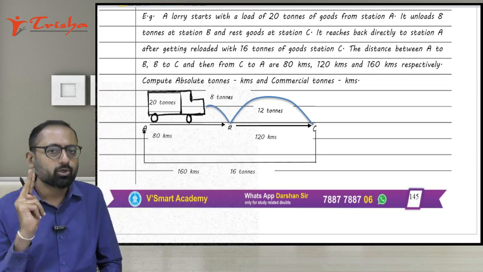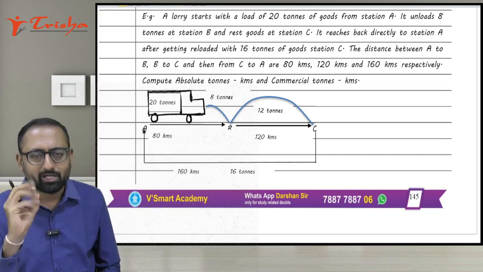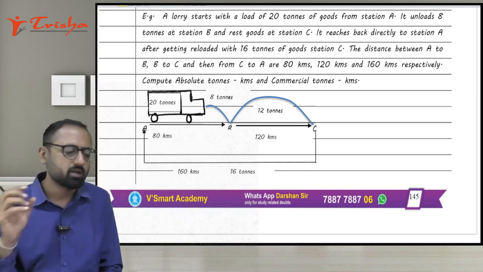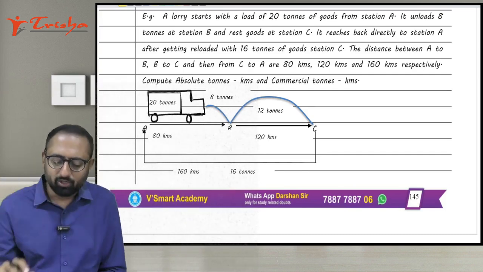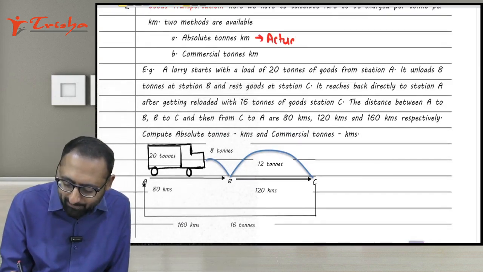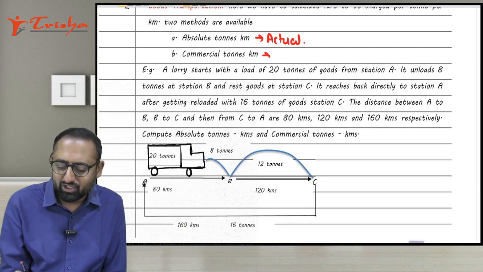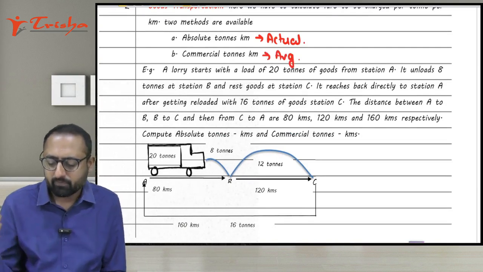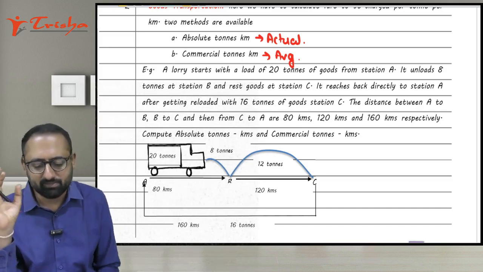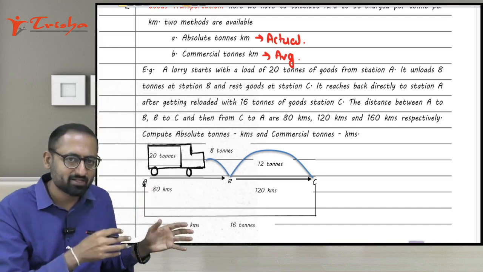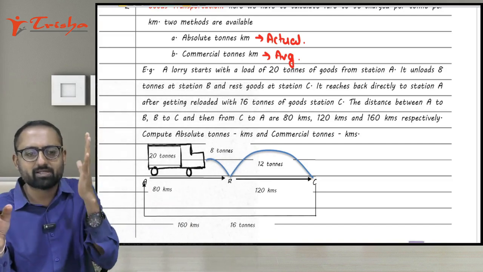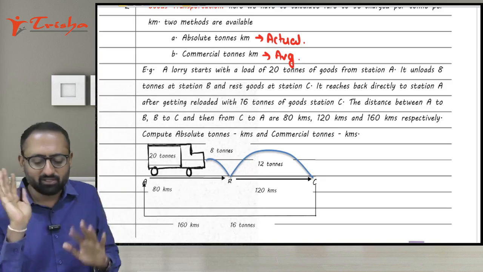Now there are two types of tons kilometer, as I already told you: one is absolute tons kilometer and the other is commercial tons kilometer. Absolute means actual. You'll have to remember the names, sir. Absolute means actual, and commercial means average. Very simple explanation I have given. Absolute means actual, commercial means average. Now let's see the example and understand how to calculate tons kilometer. But the concept behind tons kilometer is that you just multiply kilometers with the tons.